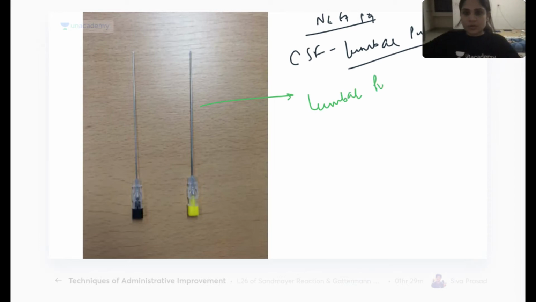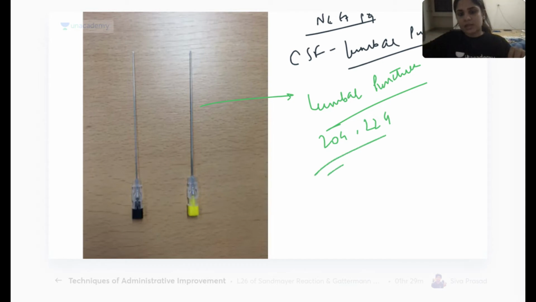Okay. So the only difference is the size, the gauge. Okay. No, not the flange. The flange is the difference between epidural needle and spinal needle. The size or the gauge is the difference between spinal needle and lumbar puncture needle. In lumbar puncture needle, you want to collect CSF, so you'll put a very thick needle, a low gauge needle, a 20 gauge or a 22 gauge needle so that the CSF comes out quickly. You can collect it and then you can send it for diagnosis.